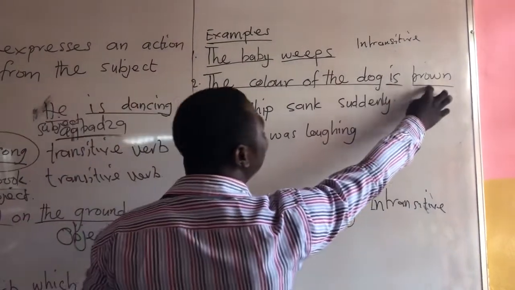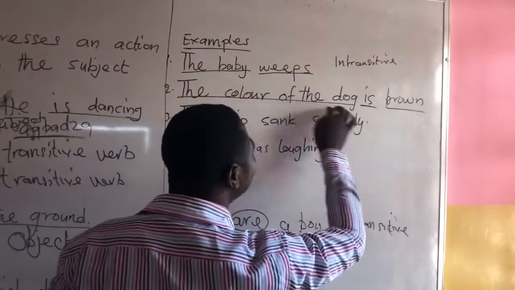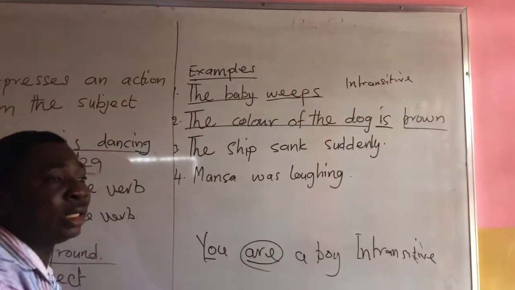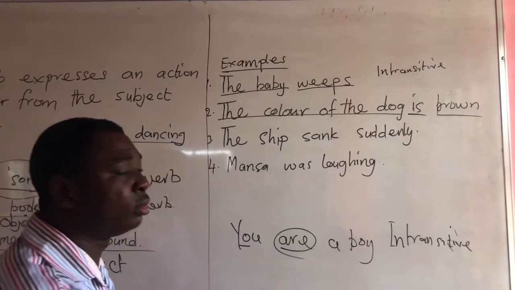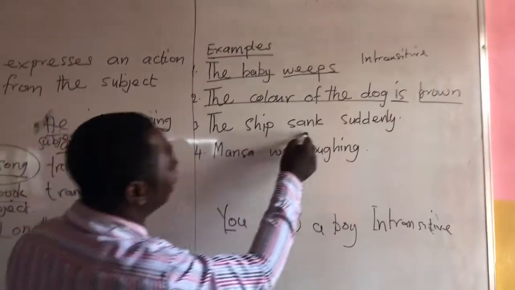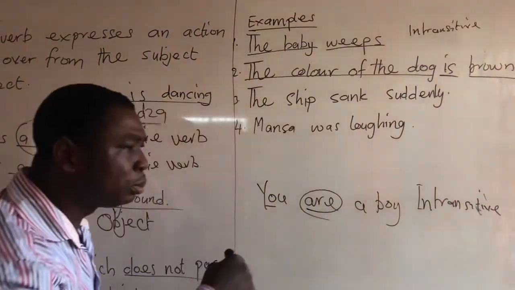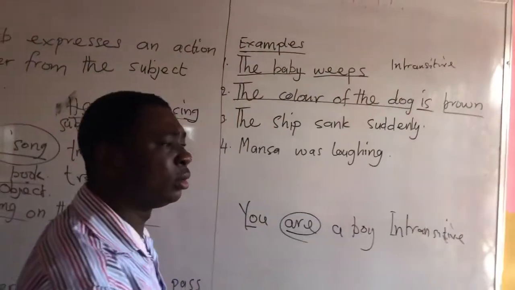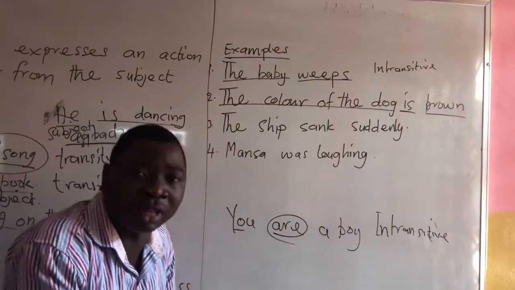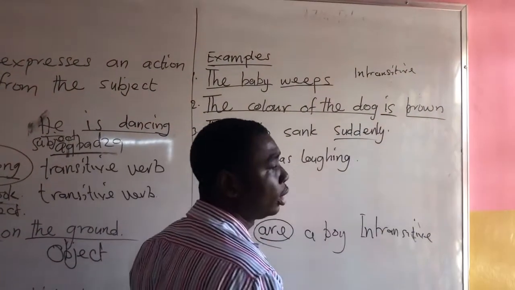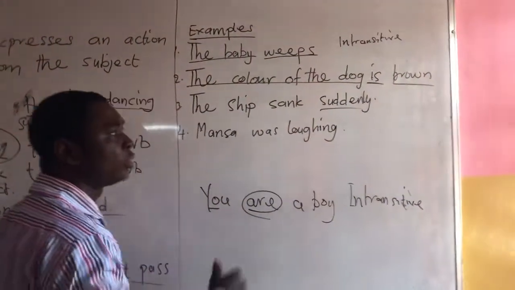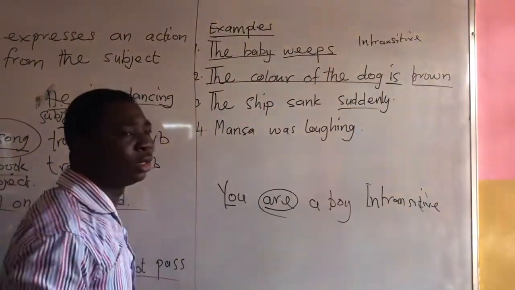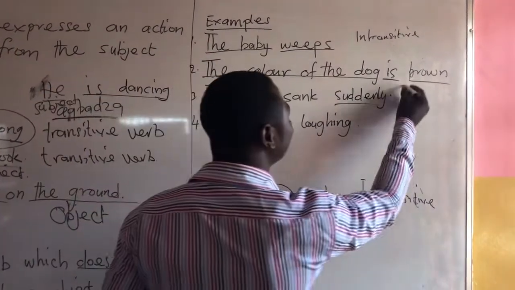So there's nothing happening. The color of the dog is brown; we're just telling the color of the dog, and there's not even an action being performed. Another one: the ship sank suddenly. We are just telling you how the ship sank. So this is also intransitive.